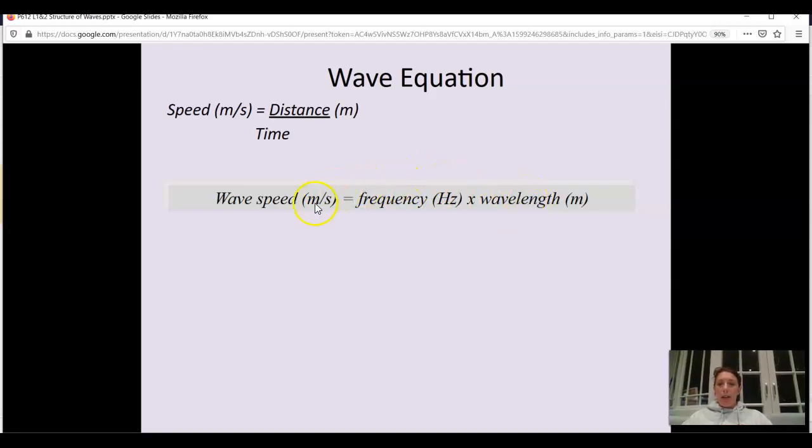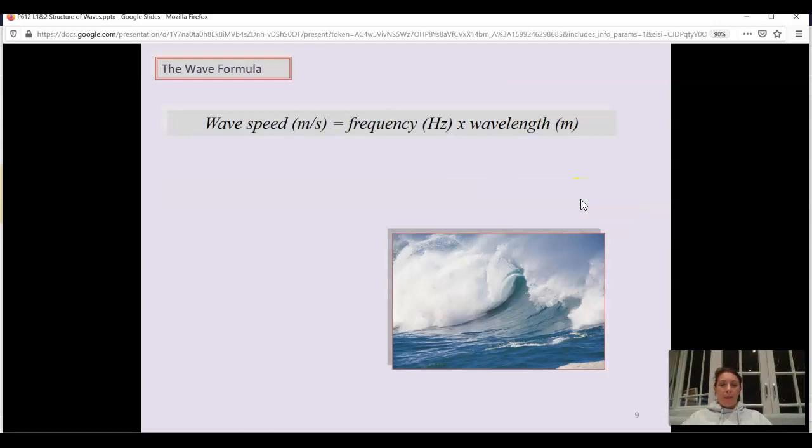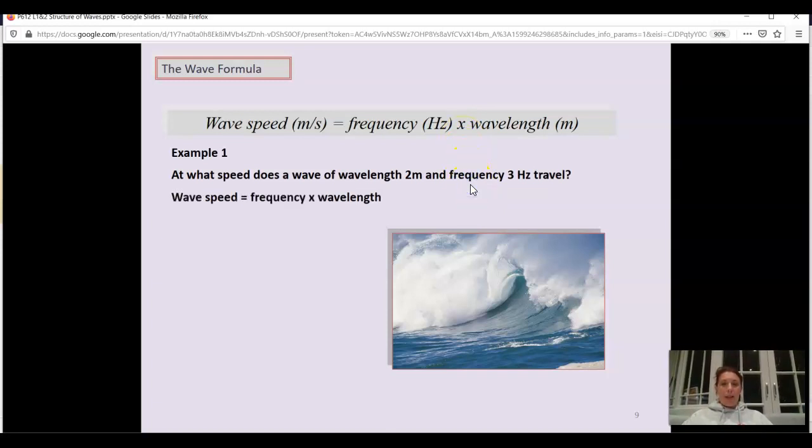You can see here the units. Wave speed is metres per second. Frequency is measured in hertz. Wavelength is metres. So we're going to use this equation here in an example. So here's an example. What speed does a wave of wavelength 2 metres and frequency 3 hertz travel? Why don't you try using this equation here to figure that out? Press pause and then see if you've got the right answer.